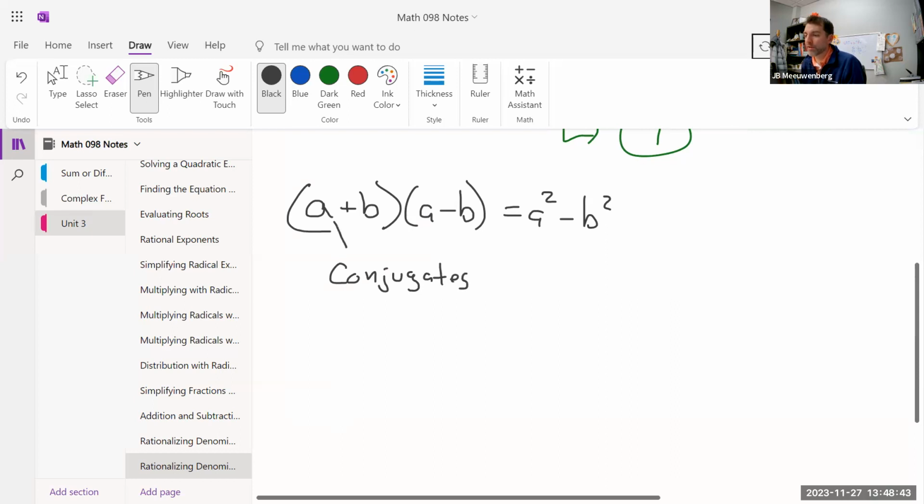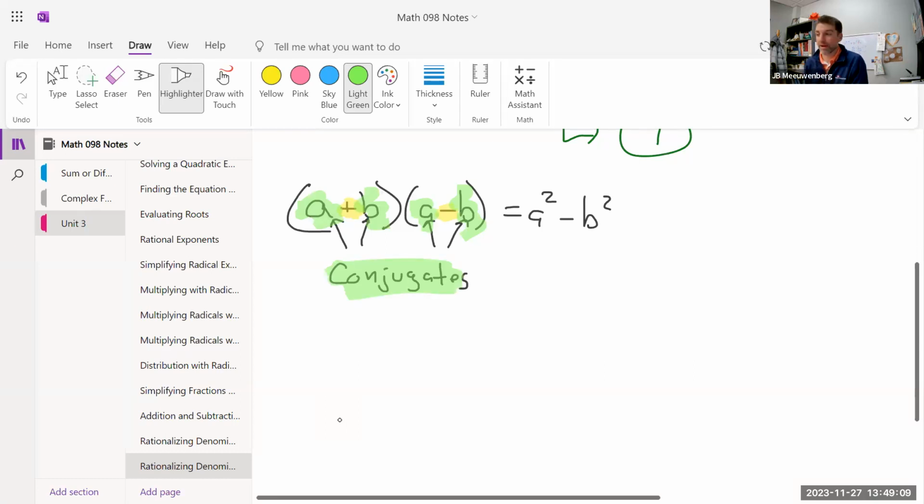Conjugates are when you have two terms and you simply change the sign of the second term, right? One is plus, one is minus. It's the same two terms, A and B, but they are being subtracted in one spot and added in the other spot. Those are conjugates. Two terms with different signs in the middle. One's plus and one's minus. When you multiply them, they're always going to do this, right? They're going to eliminate that middle term, and you're just going to end up with A squared minus B squared.